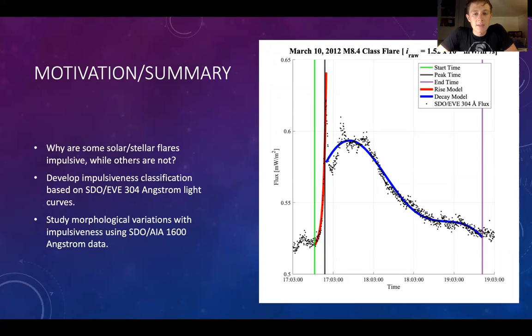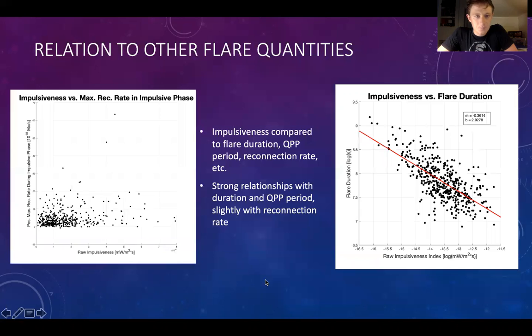We developed this classification based on a stellar flare classification, which has been done previously, but this hasn't been associated with solar science quite yet, and then compared to a number of other flare quantities and applied to an entire database called the RibbonDB database, which comprises about 2,048 flares, which we look at. We also use the SDO AIA 1600 angstrom data to study morphological variations with impulsiveness, and I'll show the results of that a little bit later.